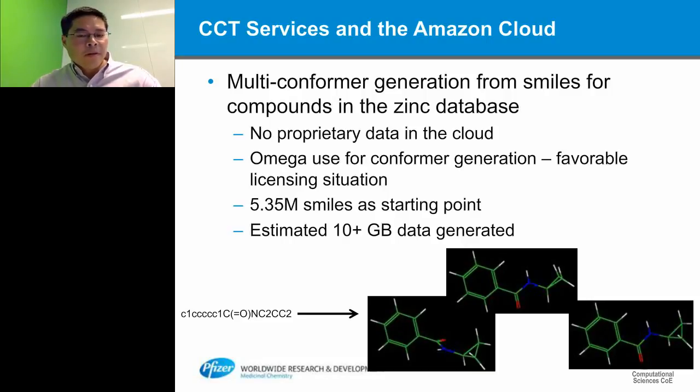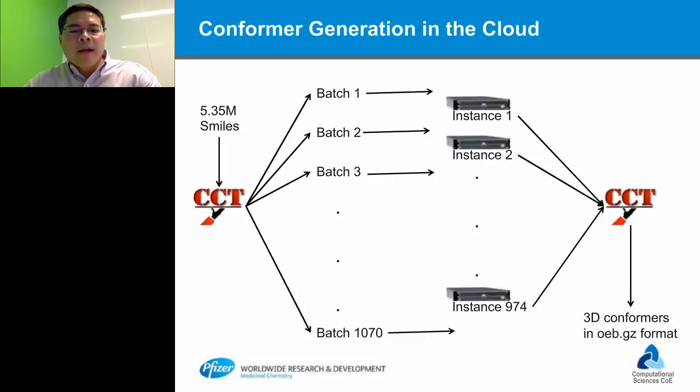Turns out this is perfect because at the time, our internal grid would choke to do this calculation. So if you handle it on Amazon, you do it once and then you'd be all set. And that's exactly what happened. All the user knew was that he or she had 5 1/3 million SMILES strings, and what came back, when the job was complete, was three-dimensional conformers in the format they were expecting. Everything in between is handled by CCT in the cloud.